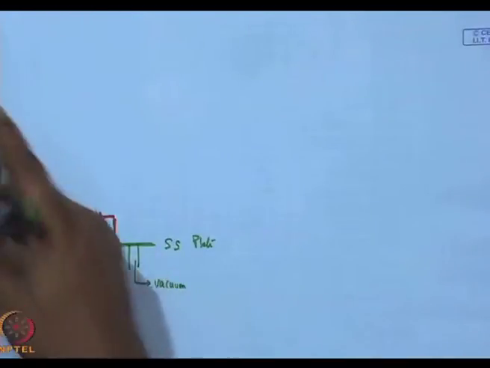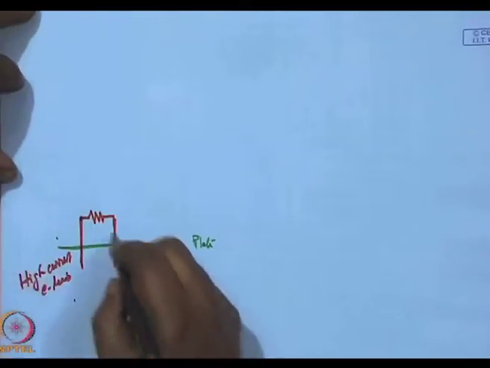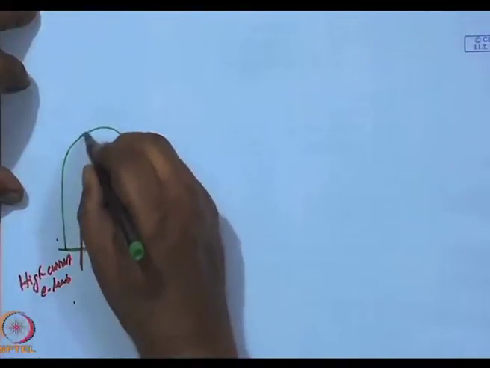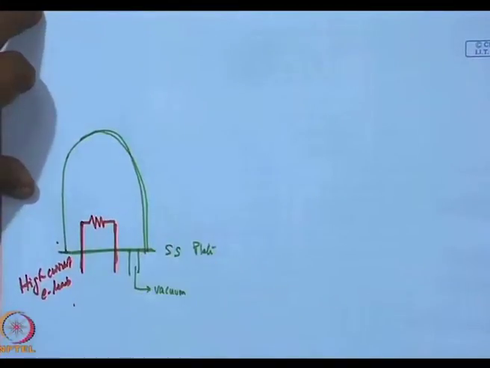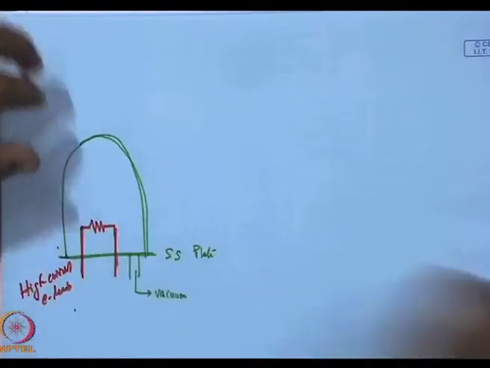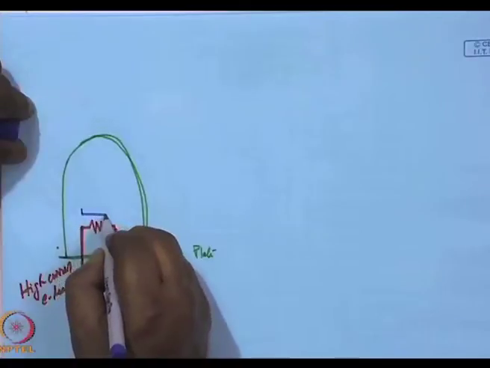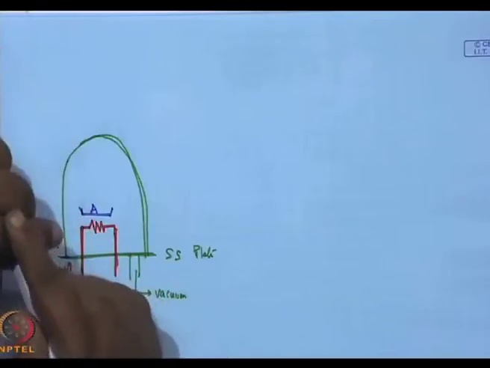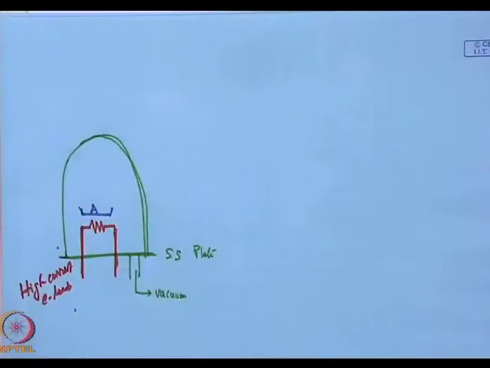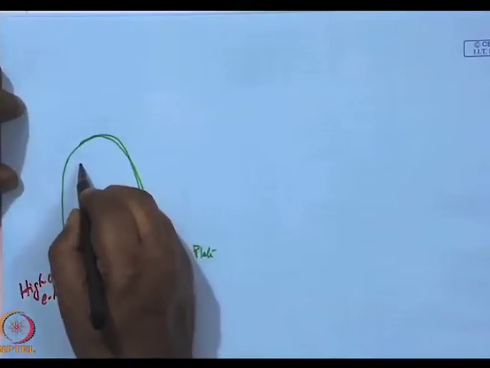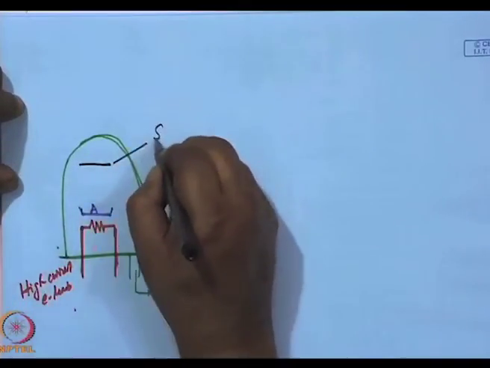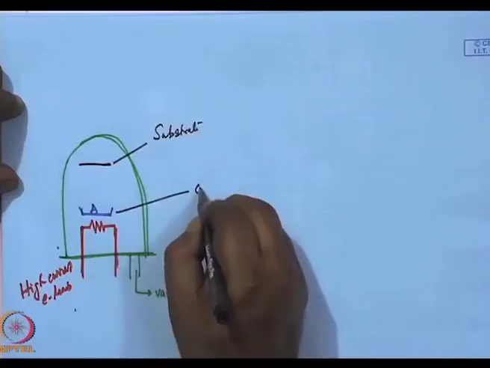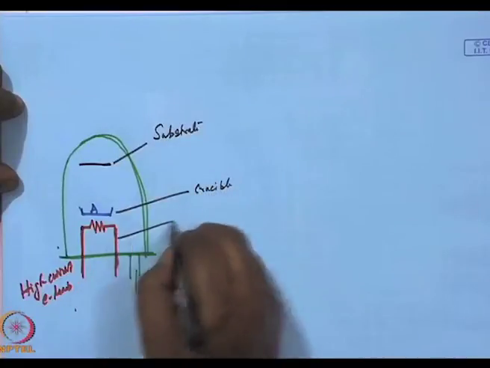Here, this is a stainless steel plate, vacuum port to evacuate it, and here is a bell jar which covers it. I have placed a crucible here which has got the material to be evaporated, and I have got a substrate. This is the substrate. This is the crucible. And this is the heater.